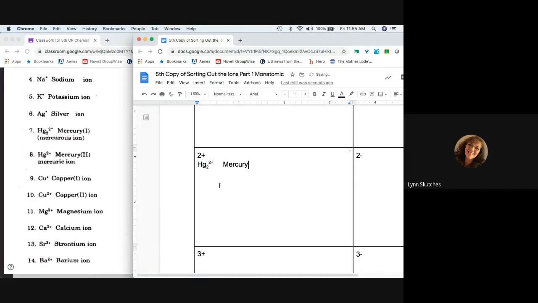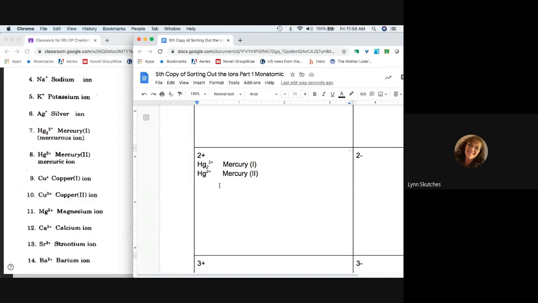This is mercury 1. 2 atoms of mercury that have each lost 1 electron that hang out together. And then mercury 2 has the same charge, and it's a single atom that's lost 2 electrons. Now, I'm not going to test you on mercury. Maybe I'll make an extra credit at some point, but probably not.